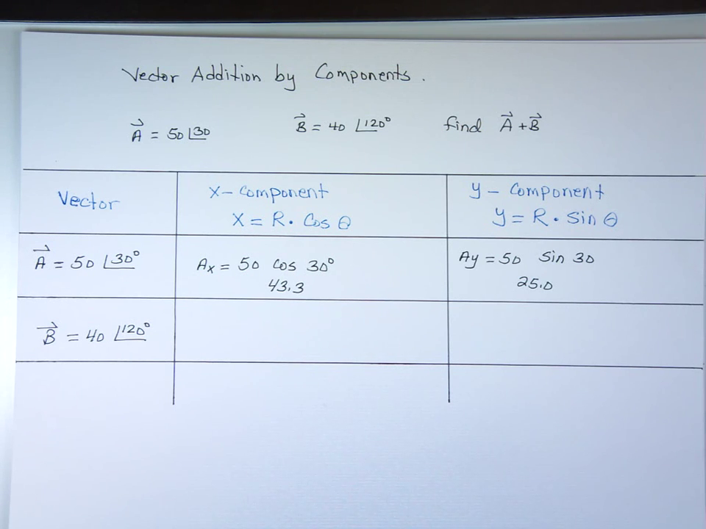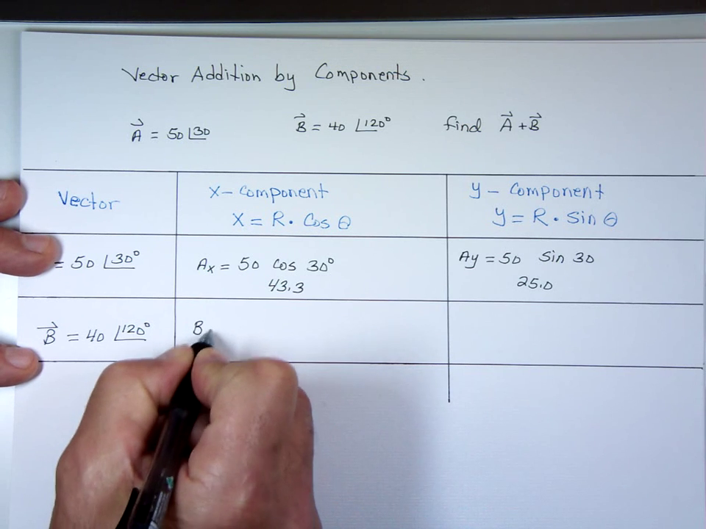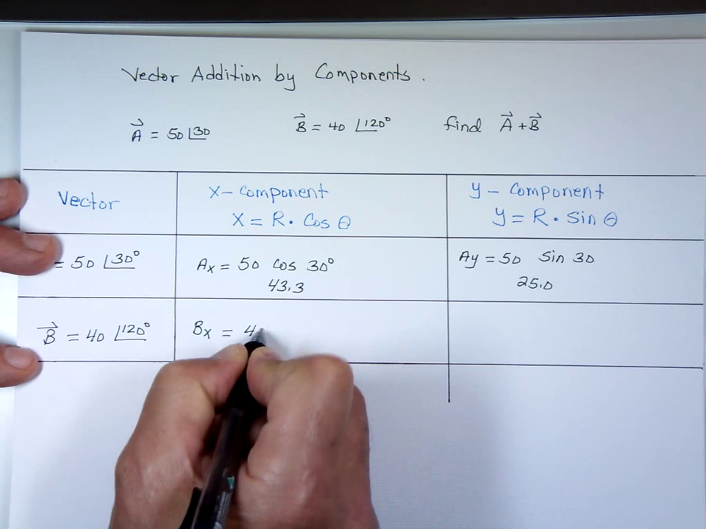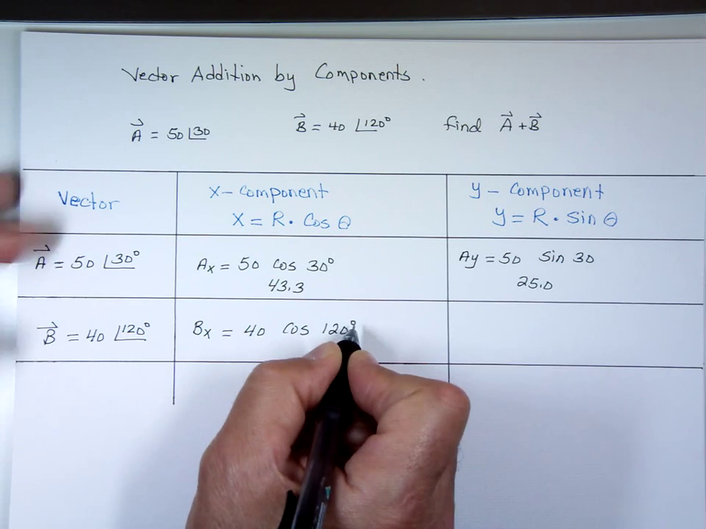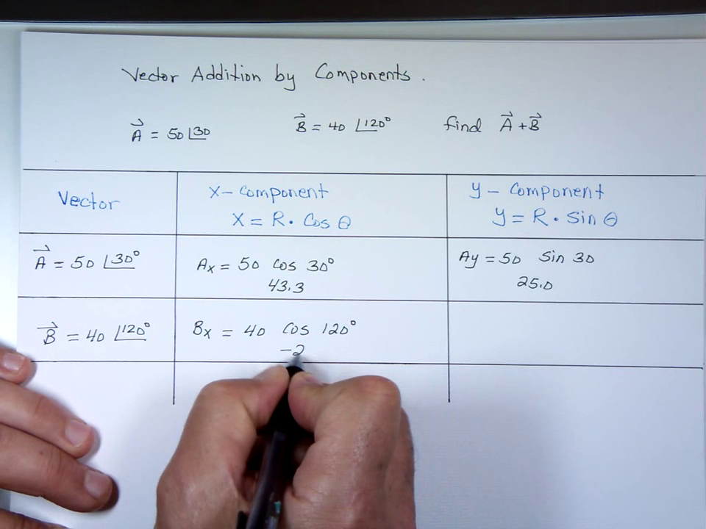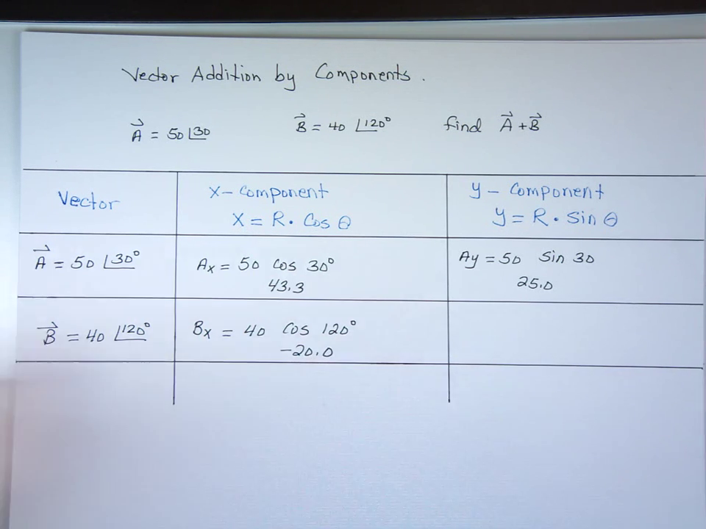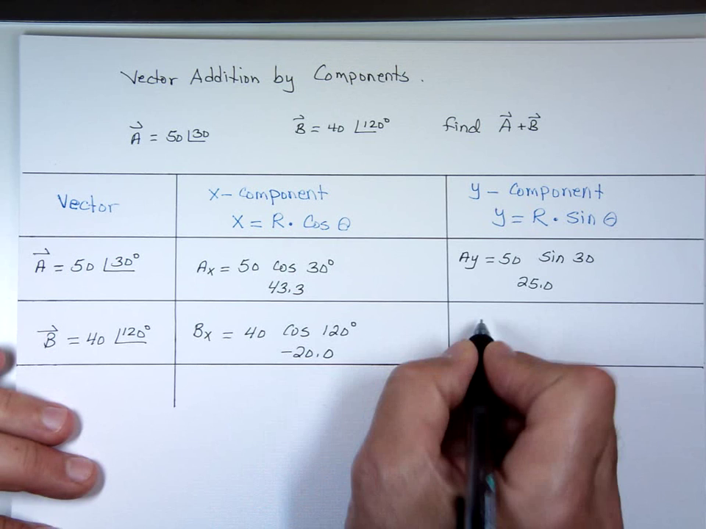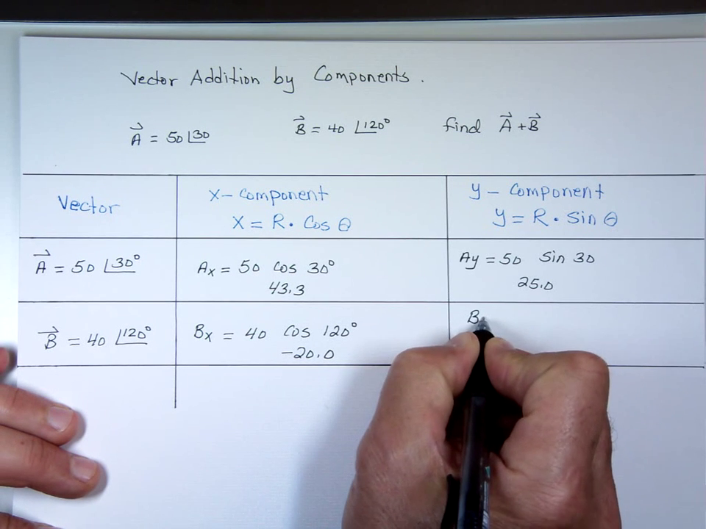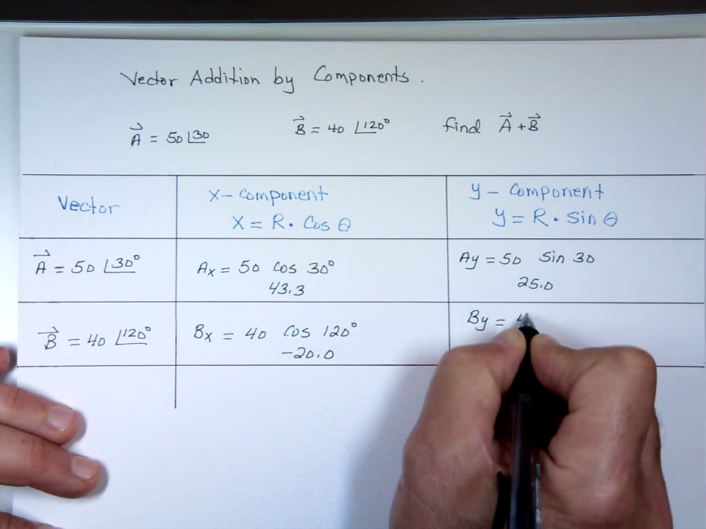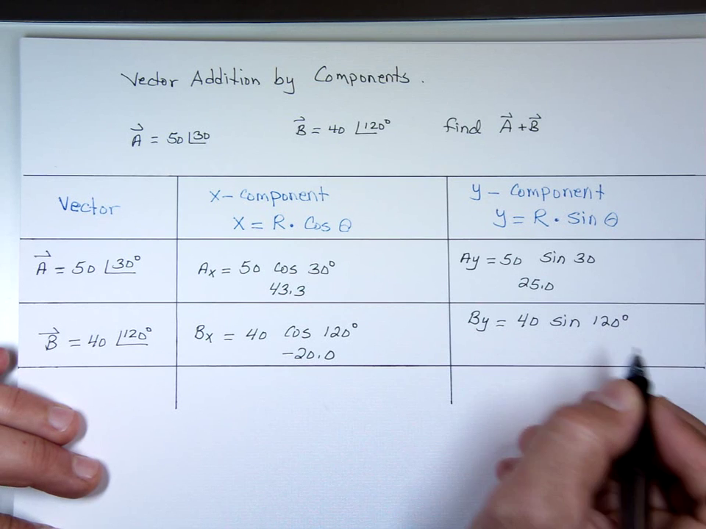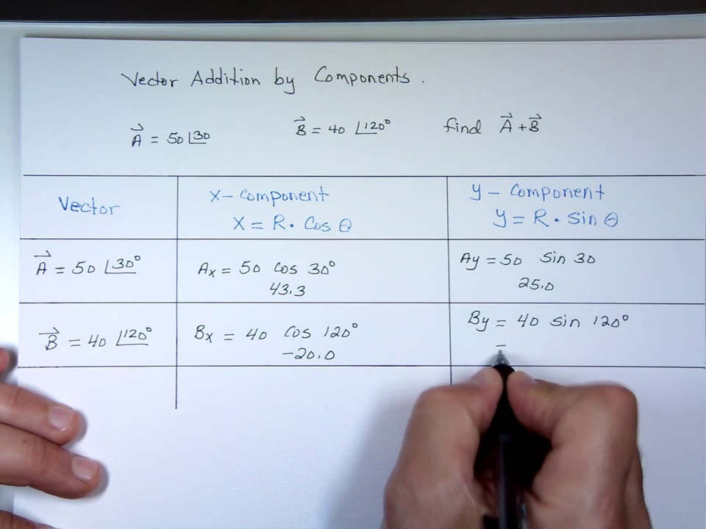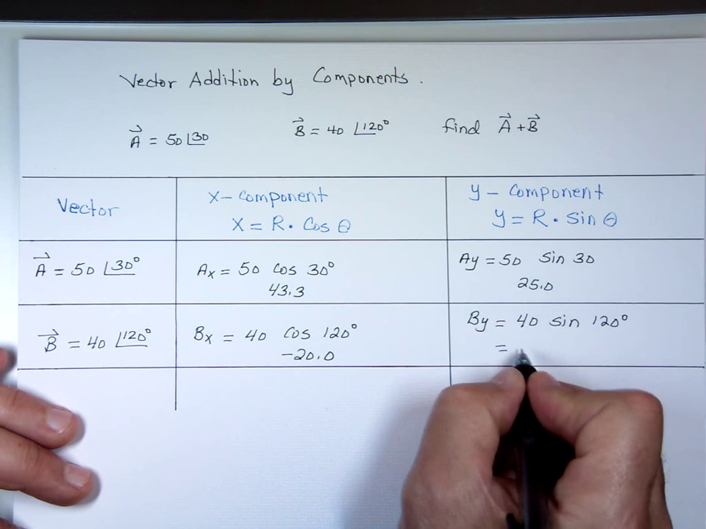Let's do the other vector, vector B. Let me find the x component of vector B, which is 40 cosine 120, and the calculator tells me it's negative 20.0. The y value of vector B, it's 40 sine 120. And that's 34.6.